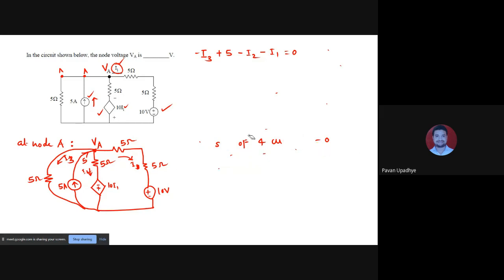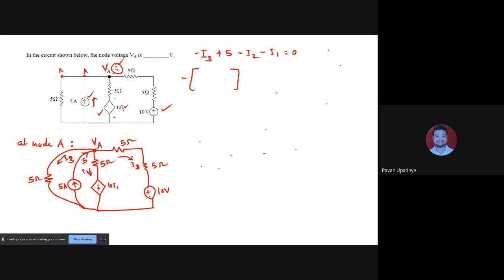So now minus, instead of I3 we shall write the I3 in terms of voltage. What is I3? I3 is current through 5 ohm.